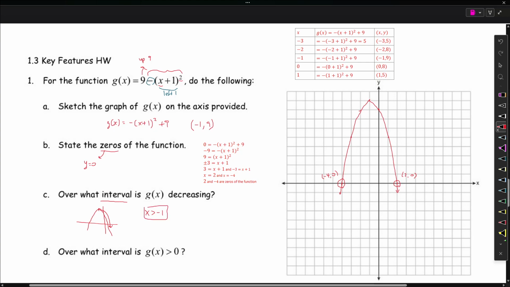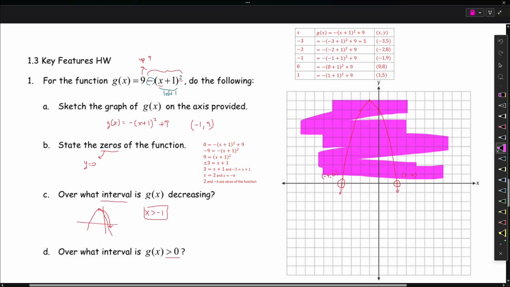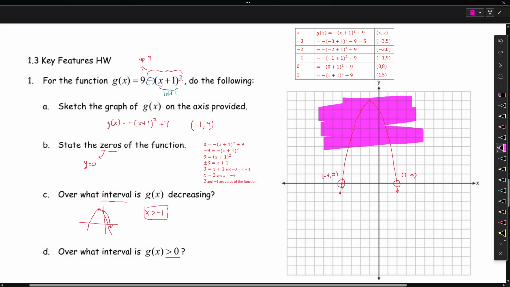Okay, and then the next question, over what interval is g of x positive, right? So when you see this, read it as positive. So g of x, which is the y coordinate, right? That's the y-axis values. So g of x is positive, right? I kind of see this as everything above here, right? Everything here is something comma positive y, right? So g of x is positive above the x-axis, but here it's asking what interval.